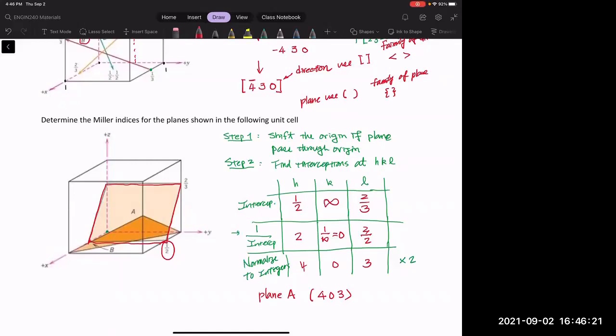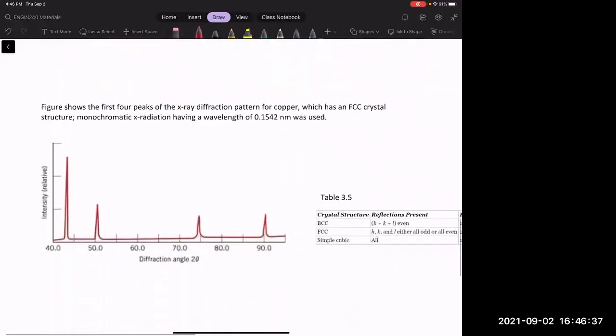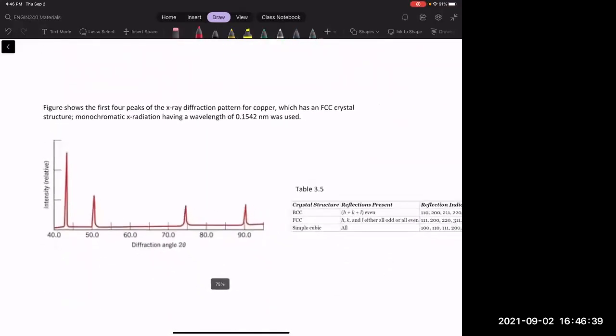Okay, so that is how you do the Miller indices. And we put parentheses. You're going to do a bunch of different practice in your homework. All right, let's look at the next one. This is going to be the last one we want to talk about.